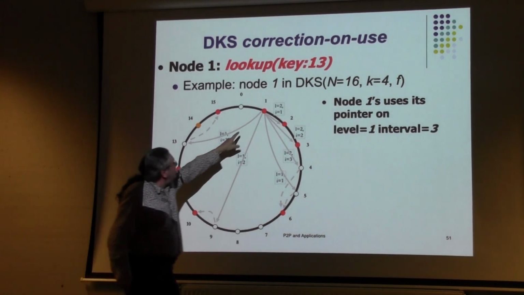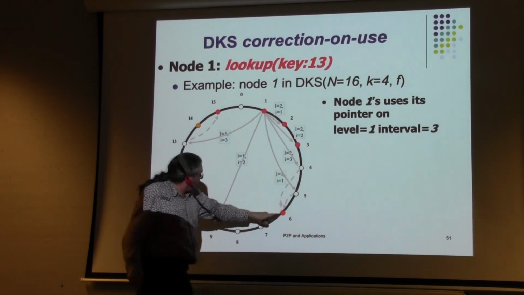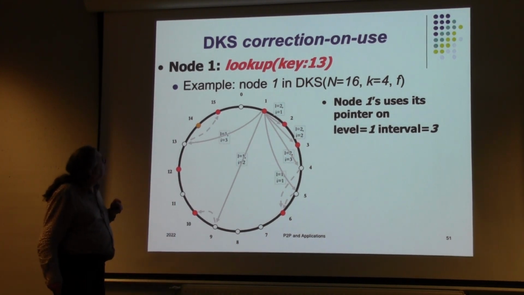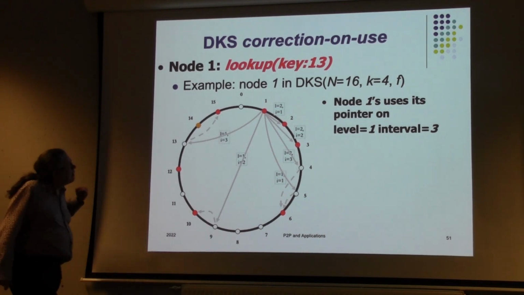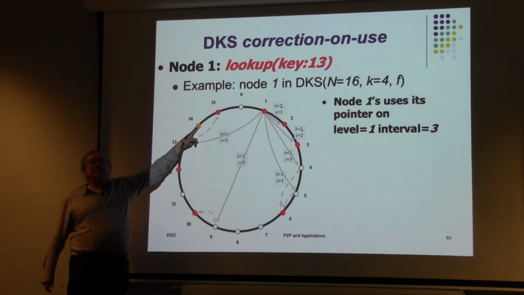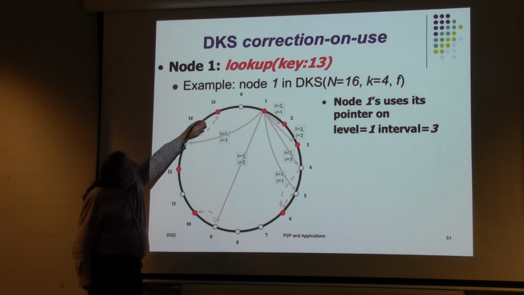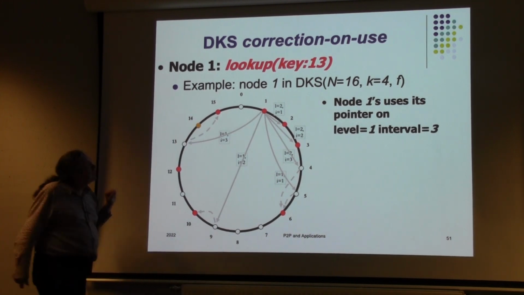Okay, here I'm node 1. So here's the system with nodes 1, 2, 3, 6, 10, 12, and 15. And I want to do a lookup of 13. But we have this 14 which has been added, but 1 does not know it yet. Okay? So 1 has its tree as if this one doesn't exist yet.